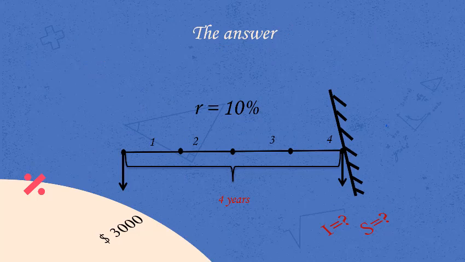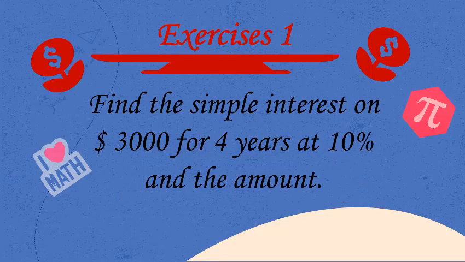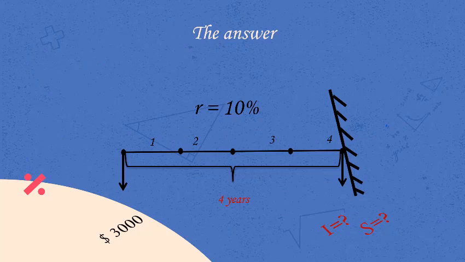At the beginning of every problem, we must draw the timeline. We will start with $3,000. We need to calculate I after 4 years. Then we can get S with a rate of 10%.